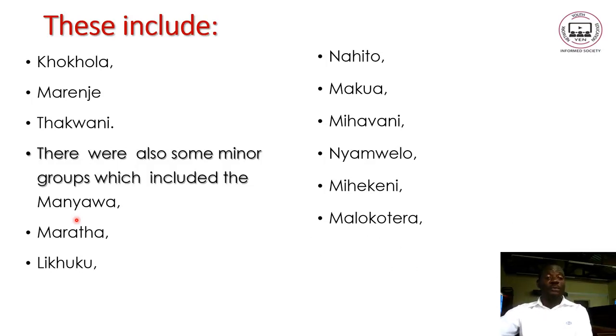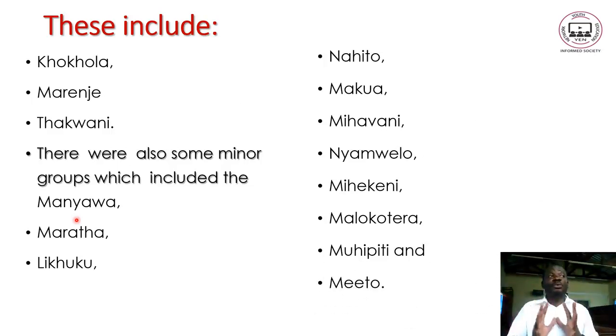All of them, they were there. And Muhipiti, and also there were the Meeto. All these were some of the groups of the Lomwe who were there. So the main ones were the Kokola, Marenje, and Takwani. But the minors were the Manyawa, Maratha, and all others. They belonged to the minor groups.